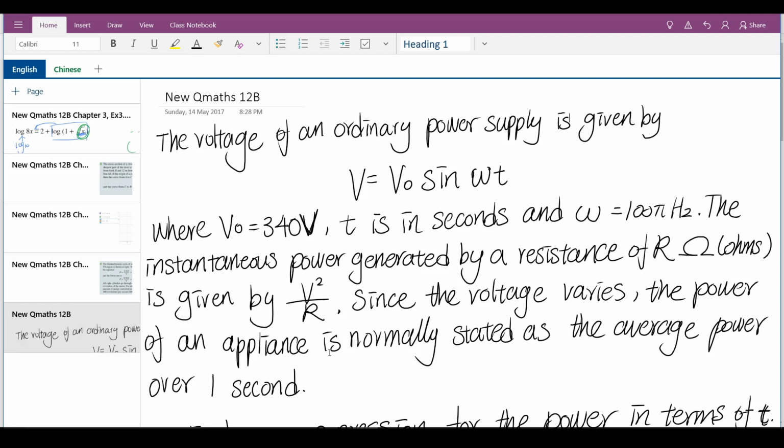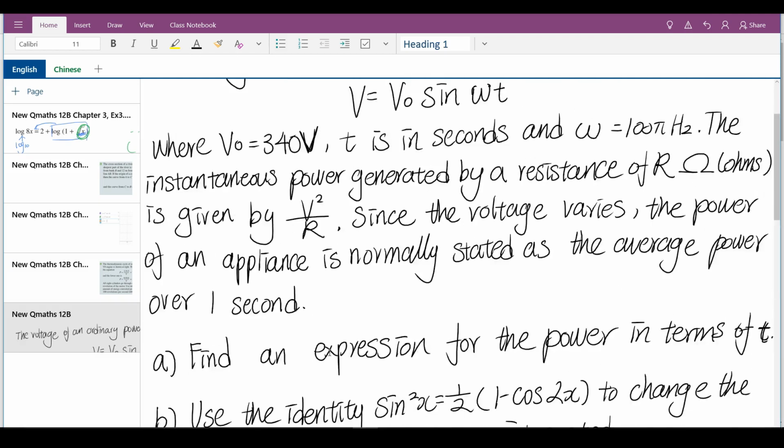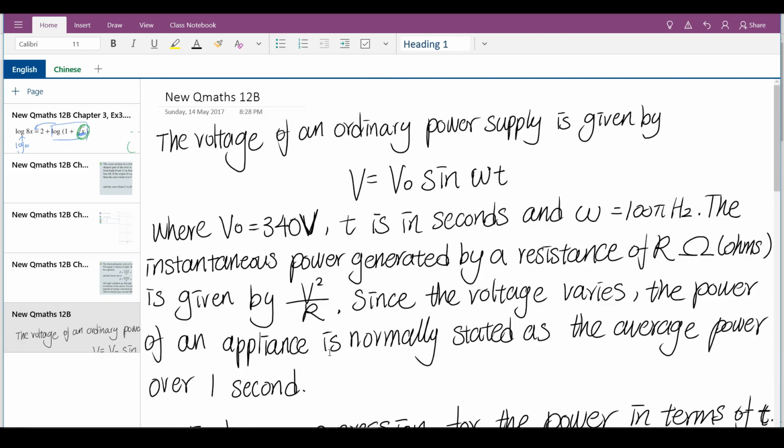All right, let's have a look at the questions. No, actually, let's break it down first. So we've got a voltage equation at the beginning, right? V0 is 340, t is in seconds, and that ω symbol is 100π. So the only thing we don't know is t, so t is the variable in that case, and V is the actual voltage being output.